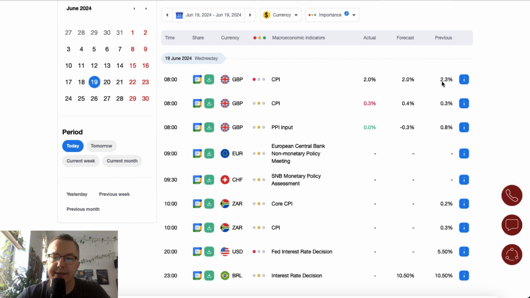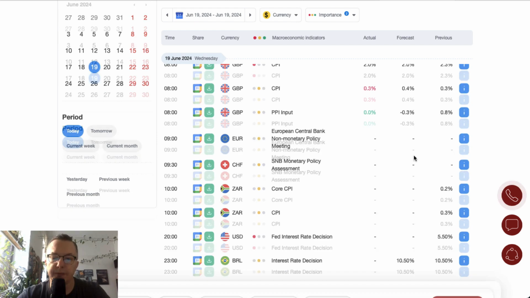The CPI decreased from 2.3% to 2%, and the monthly CPI is the same as it was, 0.3%. PPI input decreases to 0% from 0.8.